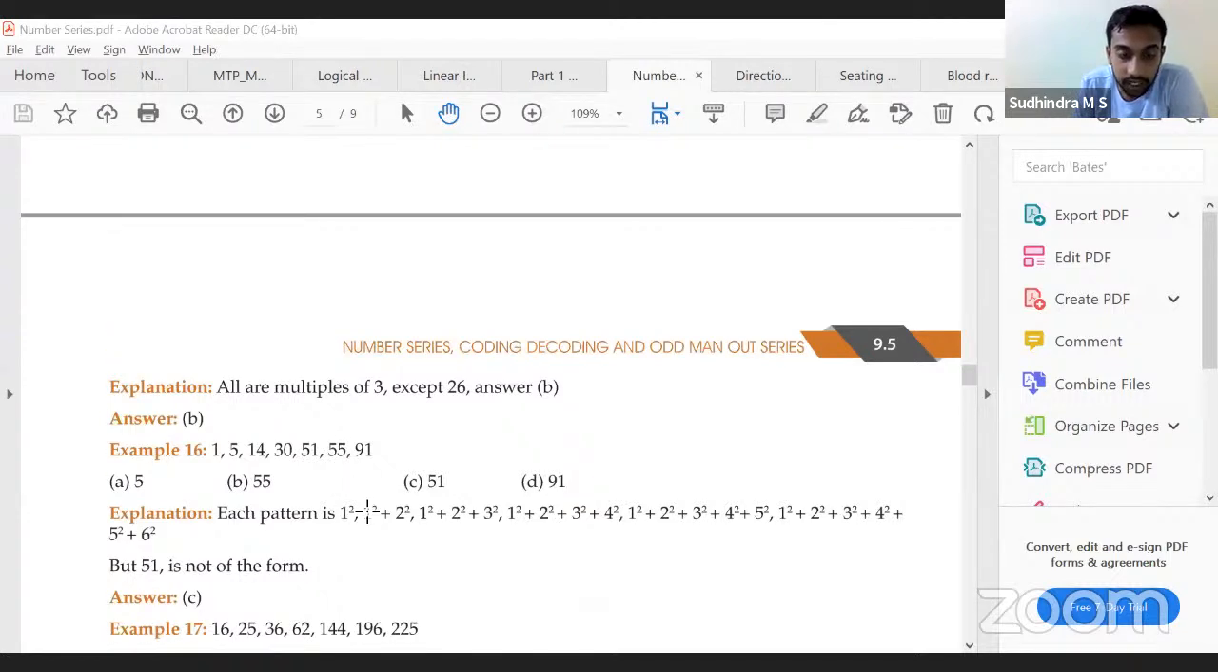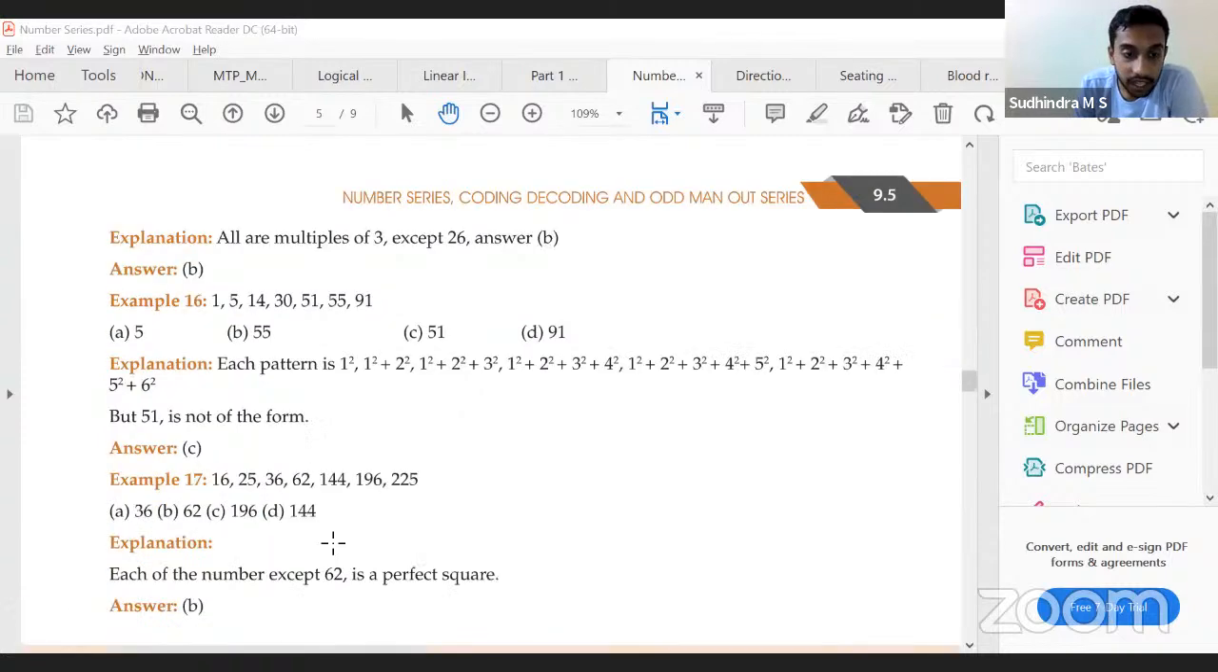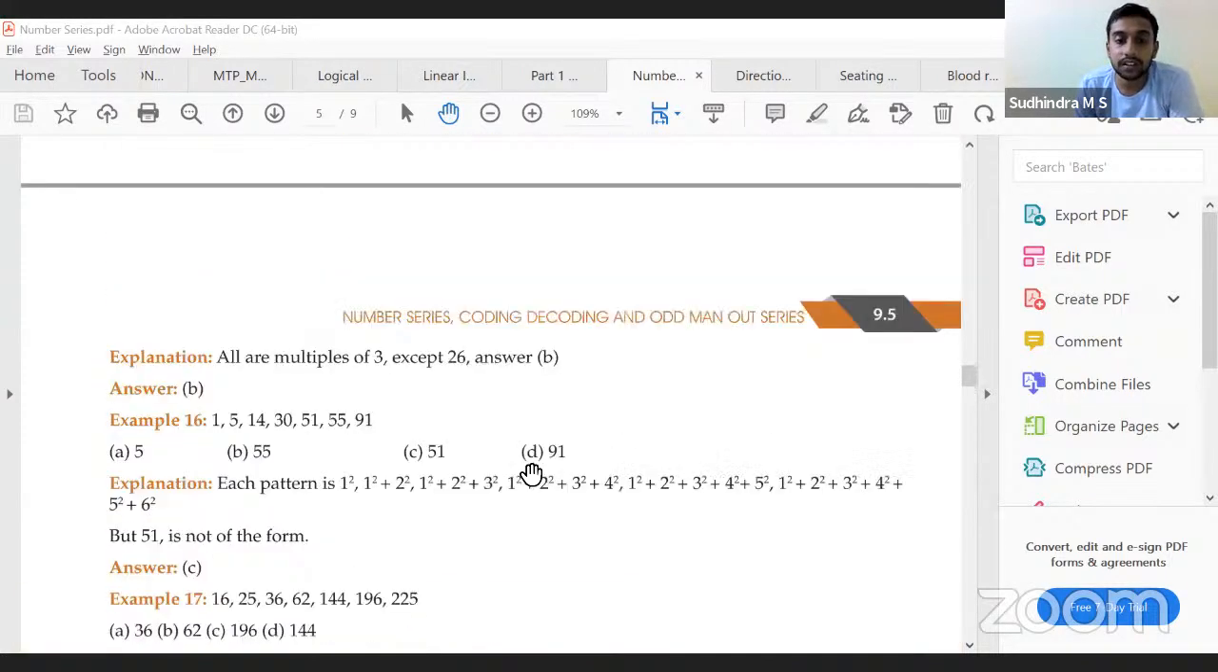Then next one, 16, 25, 36, 62, 144, 196, 225. 62. Simple. All are perfect squares except 62. That's all. So these are some of the examples. Other exercise questions you can solve.